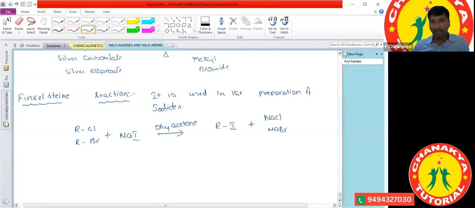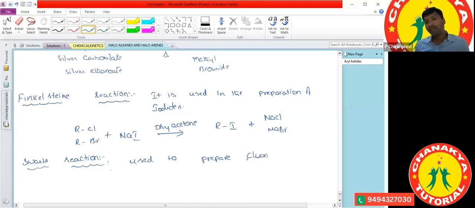Got the clarity? Okay. Last reaction, Schwartz reaction. The Schwartz reaction is used to prepare fluorides.